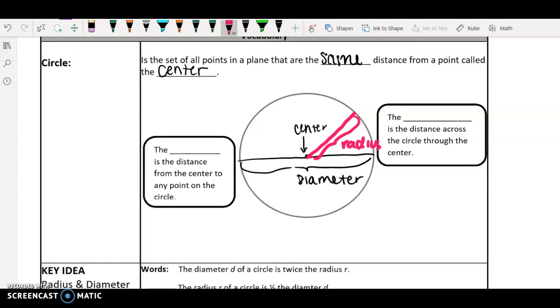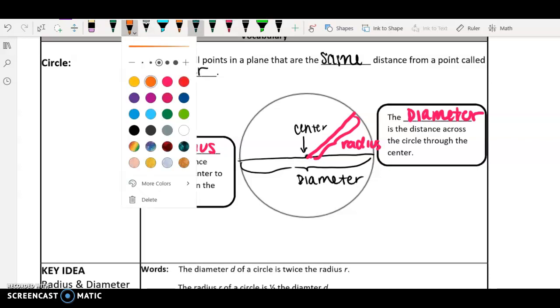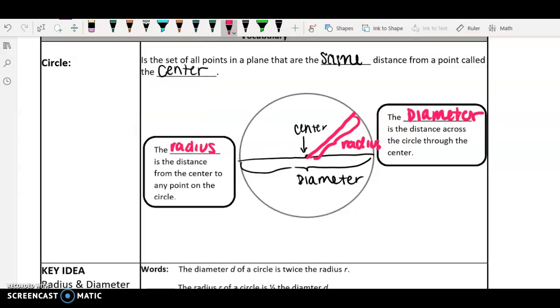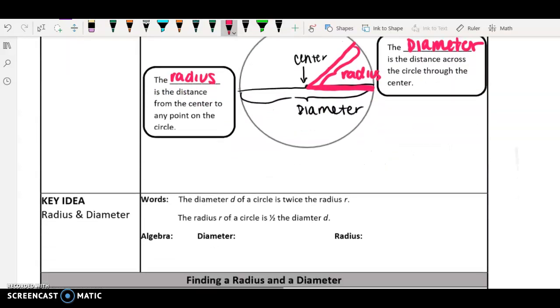And so now let's actually label it. So the radius is the distance from the center to any point on the circle. So this was our radius. And then the diameter is the distance across the circle through the center. So something that's actually kind of nice to know, the radius is actually half of the diameter.